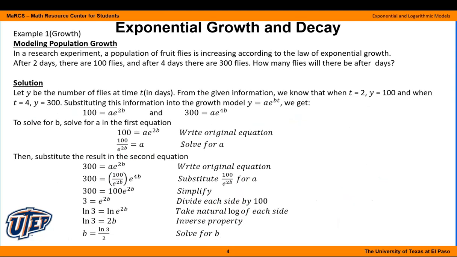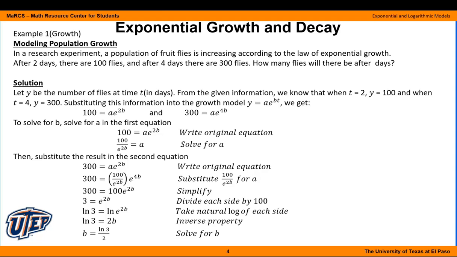Let's look at our first application of exponential growth. Suppose a population of fruit flies is growing according to an exponential model. We're told that after 2 days there are 100 flies, and after 4 days there are 300 flies. Our goal is to find the exponential growth model and then use it to predict the population after 5 days. To do this, we start with a general exponential growth formula and substitute the 2 pieces of information provided in the problem. This gives us 2 equations involving the unknown constants a and b.